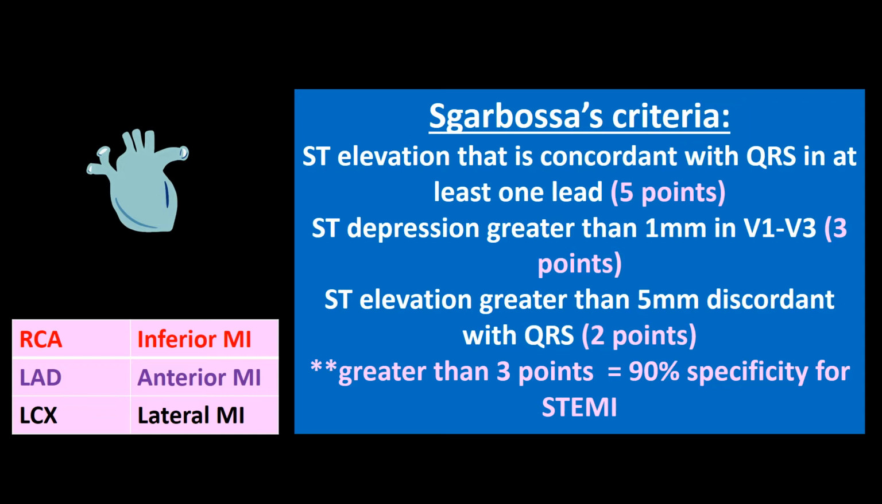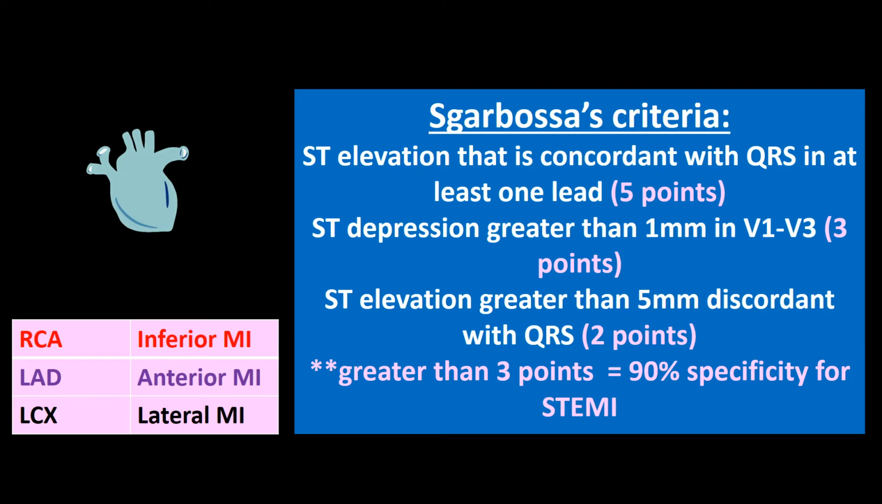Non-STEMI and STEMI. For the non-STEMI EKG findings, you'll see ST depressions or T-wave inversions. For a STEMI, you'll have ST elevation due to a full wall thickness injury, which will later progress to a Q wave. A STEMI is defined as greater than 2 millimeter elevation in contiguous precordial leads or greater than 1 millimeter in contiguous limb leads. Remember, the precordial leads are V1 through V6, and limb leads refer to 1, AVL, 2, 3, and AVF.